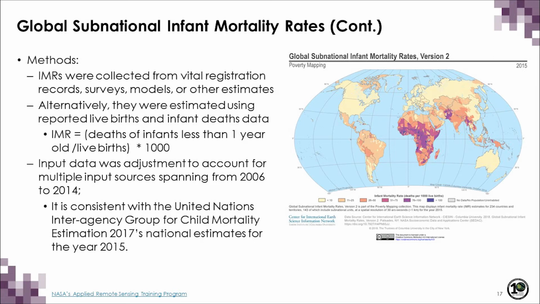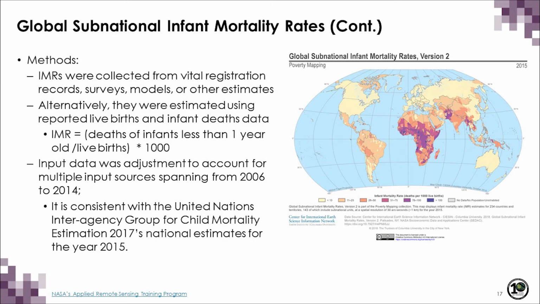So how was the database built? First, IMRs were collected from vital registration records, surveys, models, and other estimates. Alternately, IMRs were estimated using reported data on live birth. This is the denominator for calculating the rate, and infant death. This is the numerator for the target year.